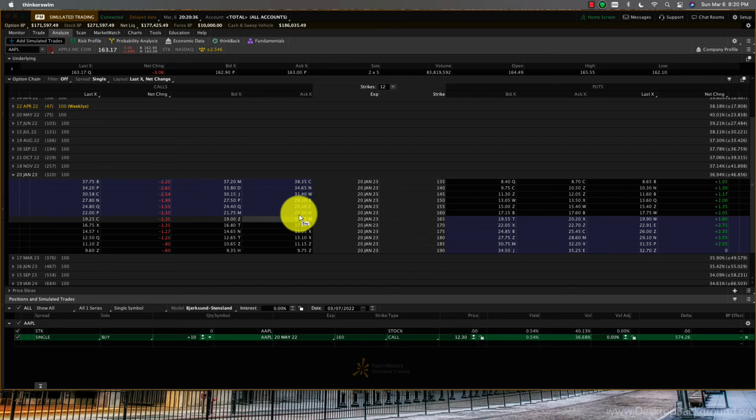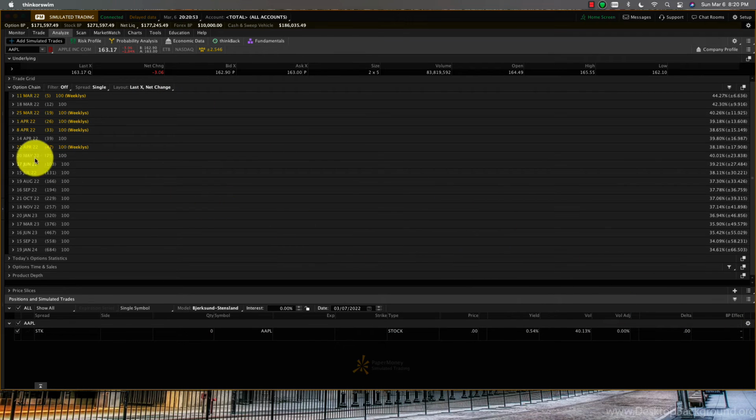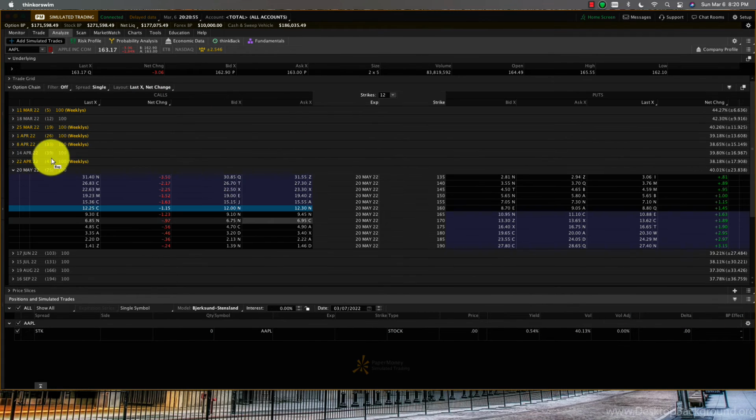This one is almost $22 for a contract, whereas in May we were paying $12.30. So you can just see that the time increases the price. That's a call contract, that's a call option. Let's look at the put options. We can use the same date, it's fine. We'll go over here to the 160 puts.